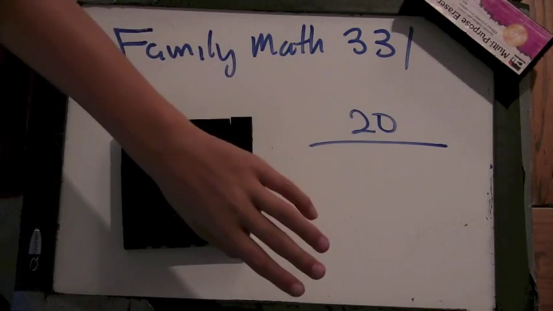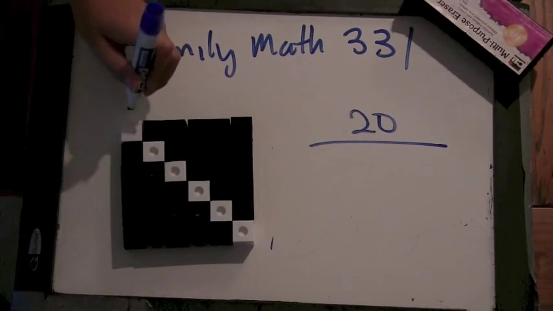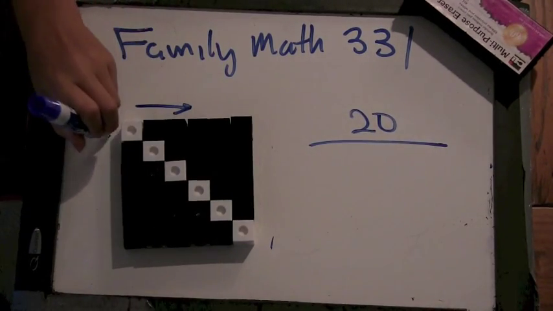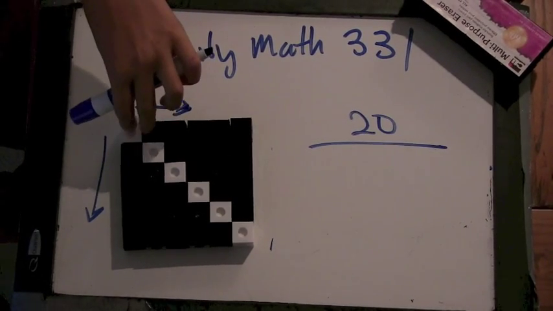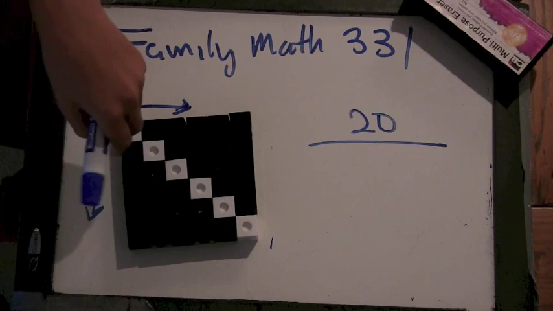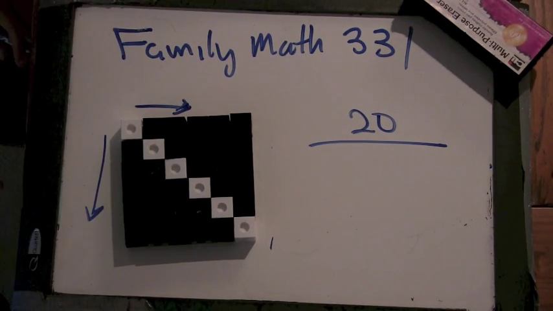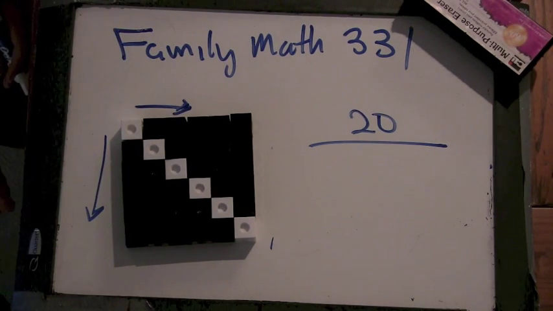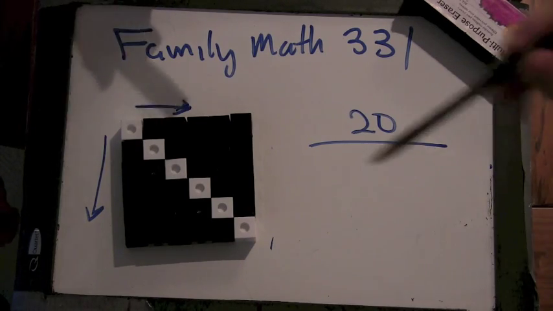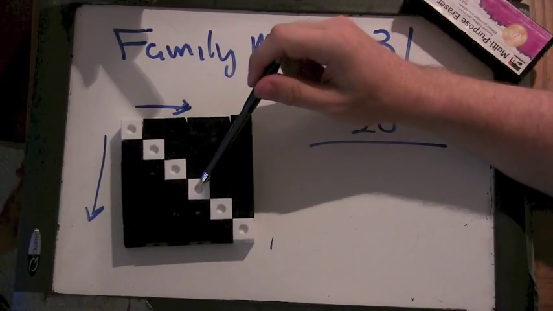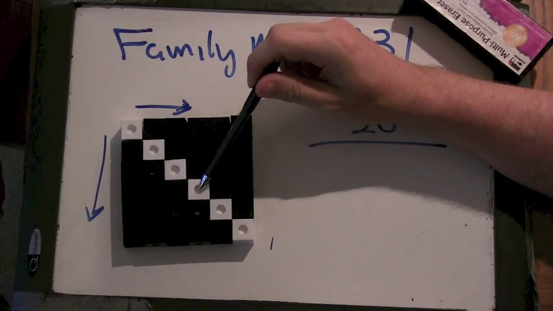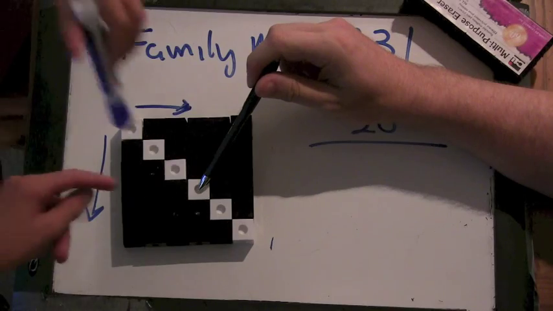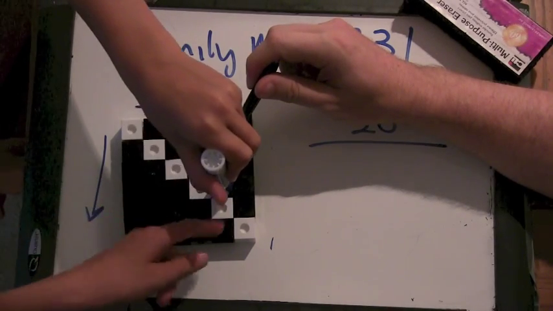So we could look at stuff going this way. Only the pairs that go this way, like this pair. And the pairs that go down, like this pair. This is a clever idea. So let me pick a square. Let me pick this square here. Which pairs are you going to count? I'd count this pair and that pair.